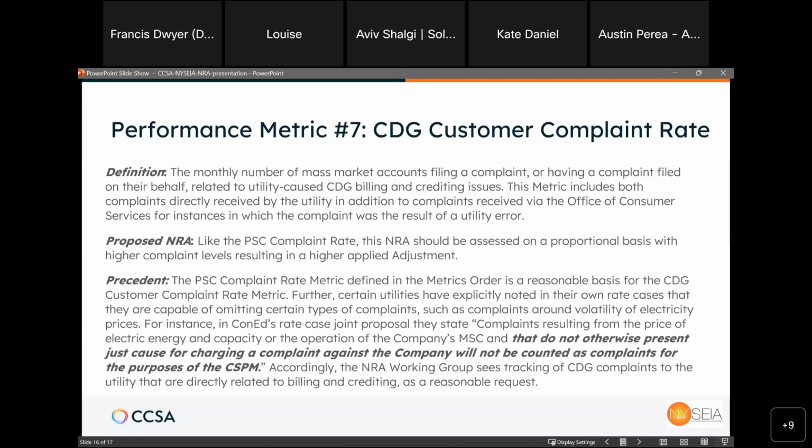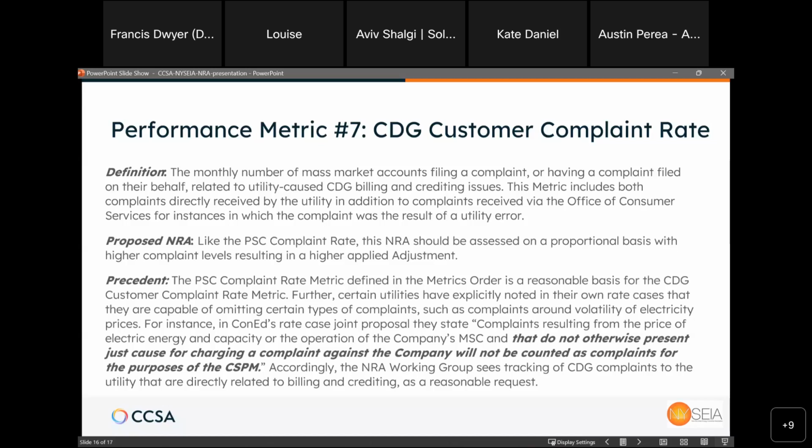The other piece here is that we need to think about, and the JU presented this in their proposal, the existing NRAs are based on the total number of customers served by the utilities. Obviously, the CDG customers are a subset of those customers. So in terms of what the trigger is, it needs to be relative to the CDG customers. So it's hard to probably combine it in the same metric. They probably have to be separated.